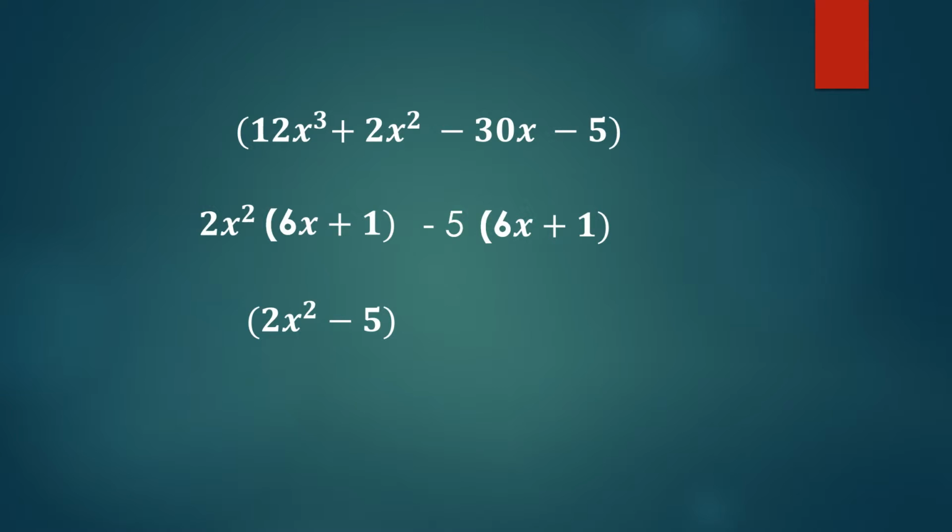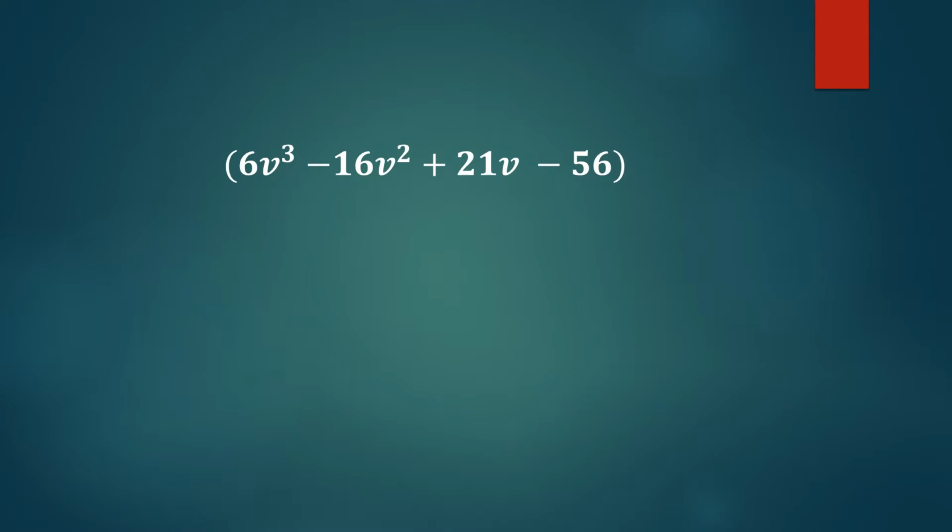So you see 2x squared minus 5. The other factor is 6x plus 1. So there, we've successfully factored that one by group factoring. Look at the next one. 6v cubed minus 16v squared plus 21v minus 56.